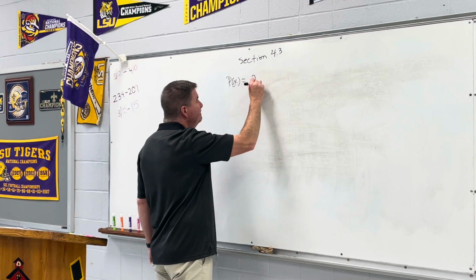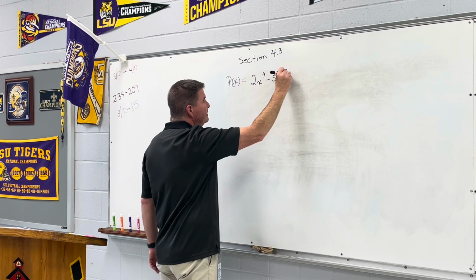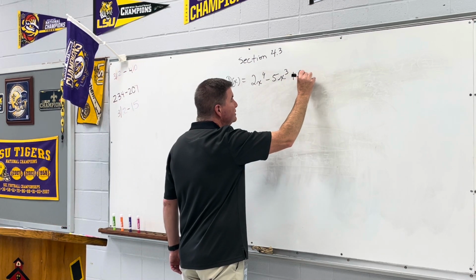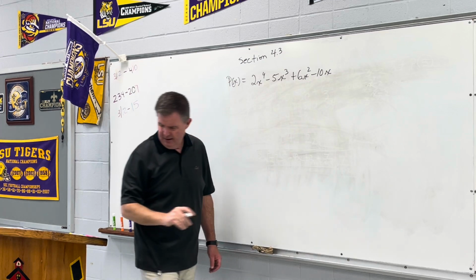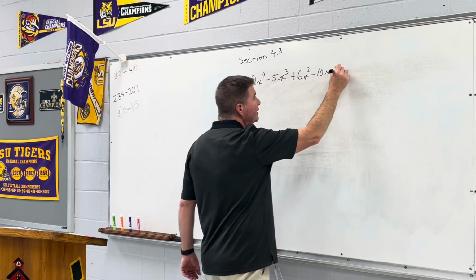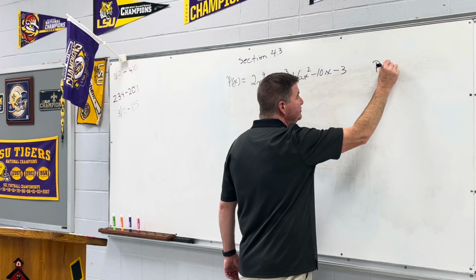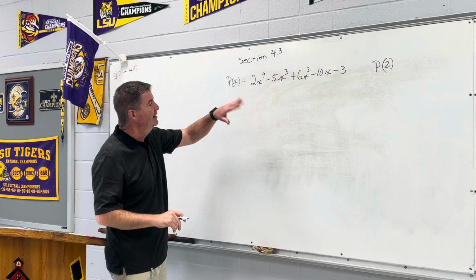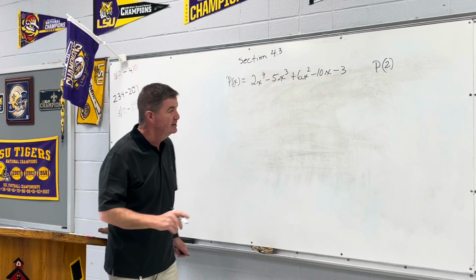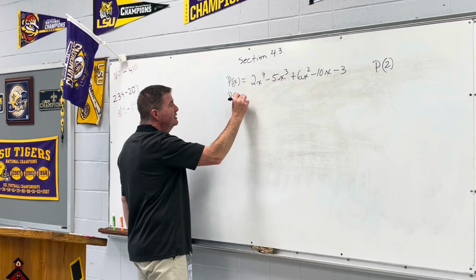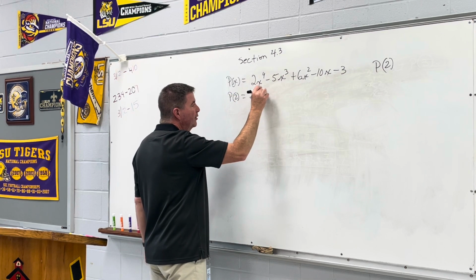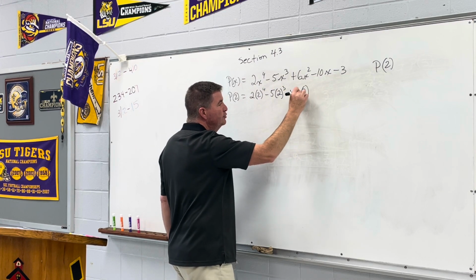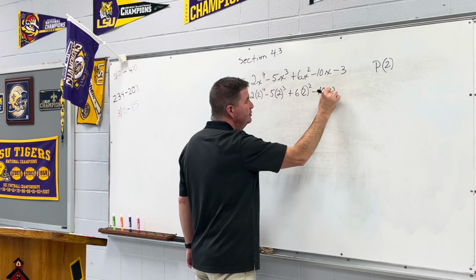2x to the fourth minus 5x to the third plus 6x squared minus 10x minus 3. And we're going to evaluate it at p of 2. P of 2. Which means if we're evaluating a function at a number, we plug in that number for the x's. So p of 2 is going to be 2 times 2 to the fourth minus 5 times 2 to the third plus 6 times 2 squared minus 10 times 2 minus 3.